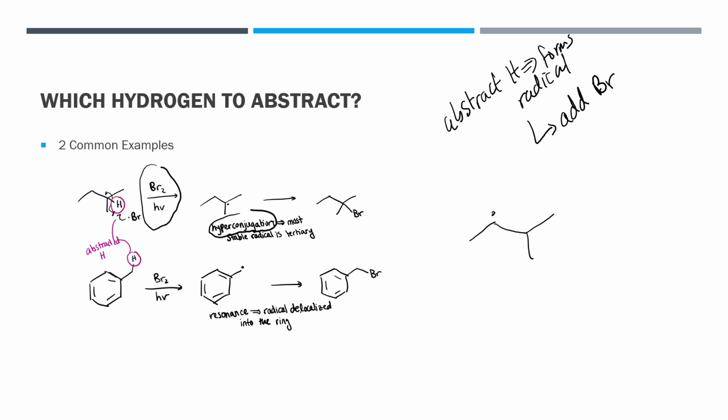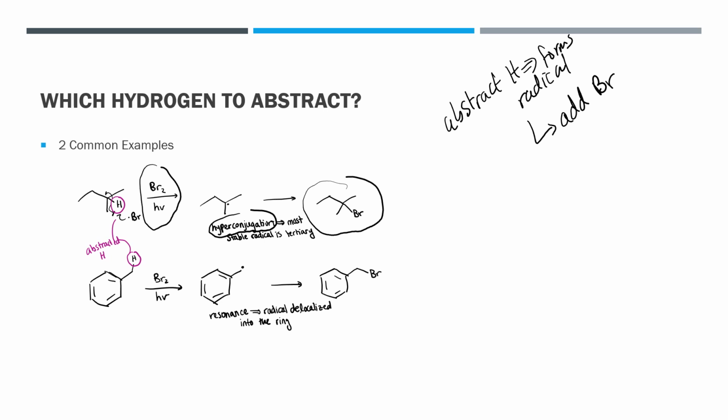So this is not going to form as easily as our tertiary radical, and so this is going to be our main product. Our main product is going to be our tertiary radical, and that tertiary radical is going to immediately abstract the halogen and attach a bromine there. So that's why we form this compound.